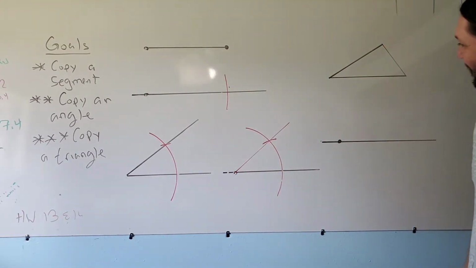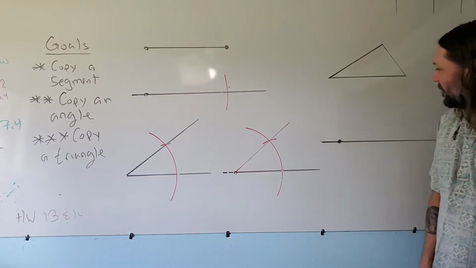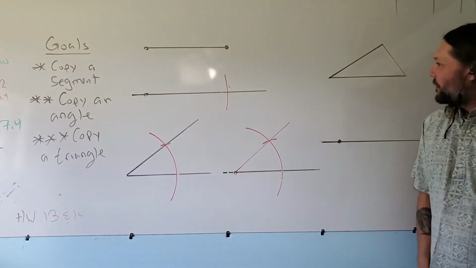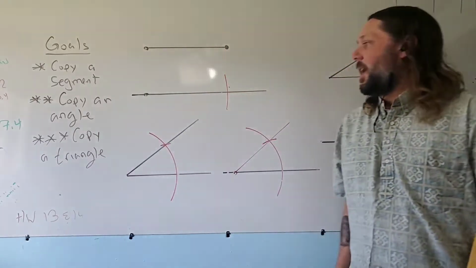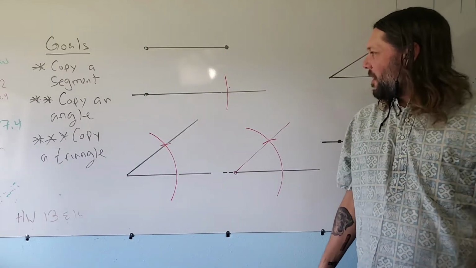Yeah, just like the classroom falling over everything. It looks like I've copied it pretty well to me. So, you know, again, copying of segments is pretty easy. Copying an angle is pretty easy. And so the next thing I'm going to do is I'm going to copy a triangle.